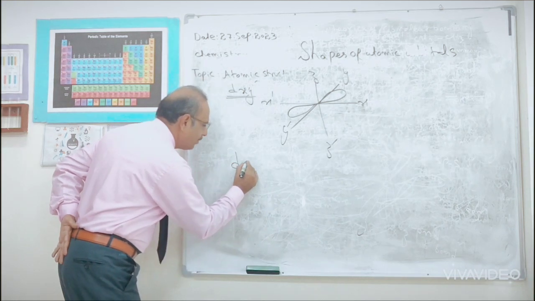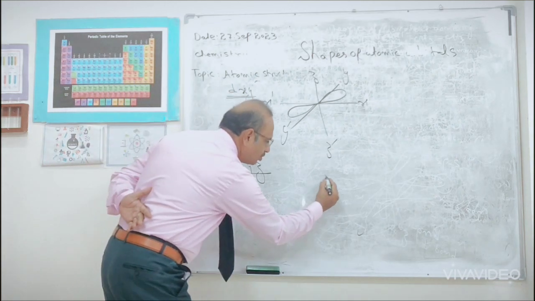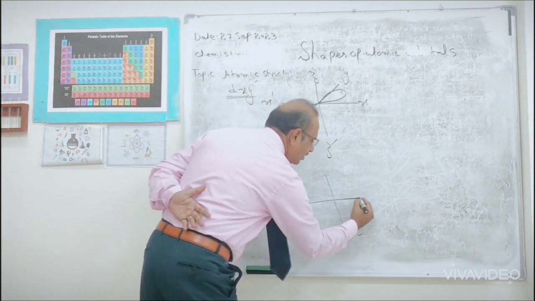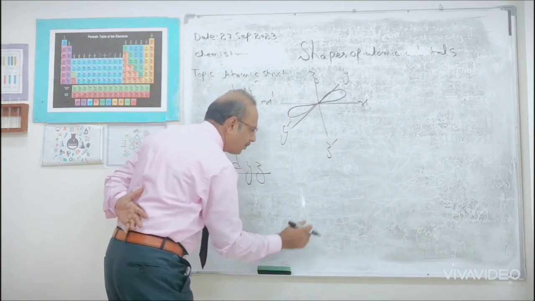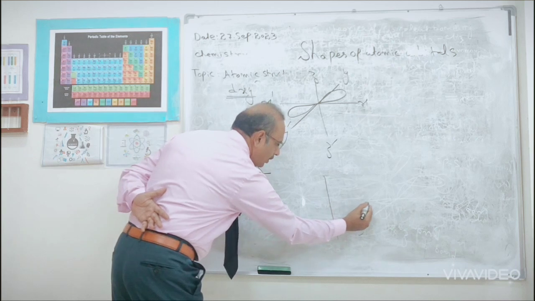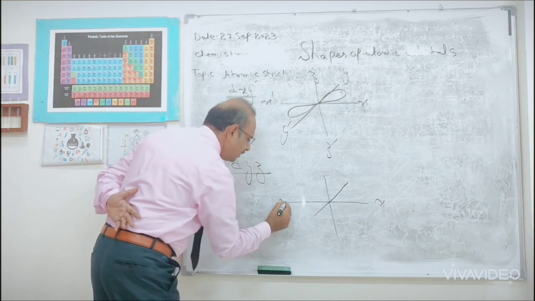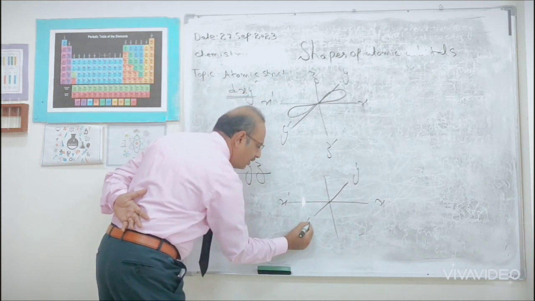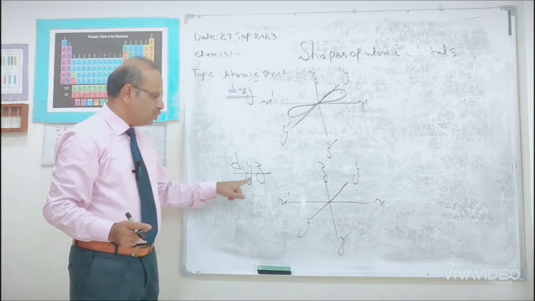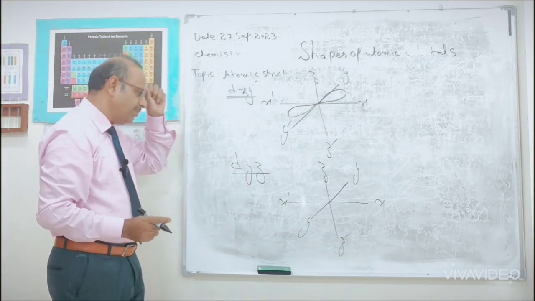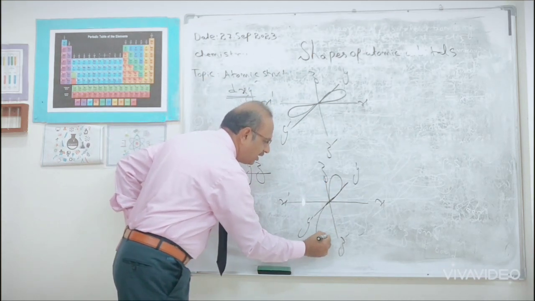The same if we want to show another, for example dyz. You draw the three axes again: x, x dash, y, y dash, z, and z dash. The yz orbital will be between y and z. Look, it's y and z.